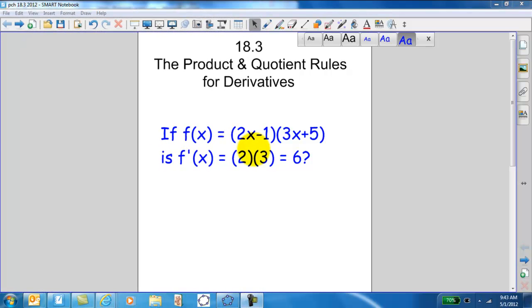Hello, pre-calc honors students. Here are the product and quotient rules for derivatives. I was wondering, if you've got a function which is just a product of two other functions, can you just take the derivative of each part? Is the derivative of (2x + 1)(3x + 5) equal to 6?